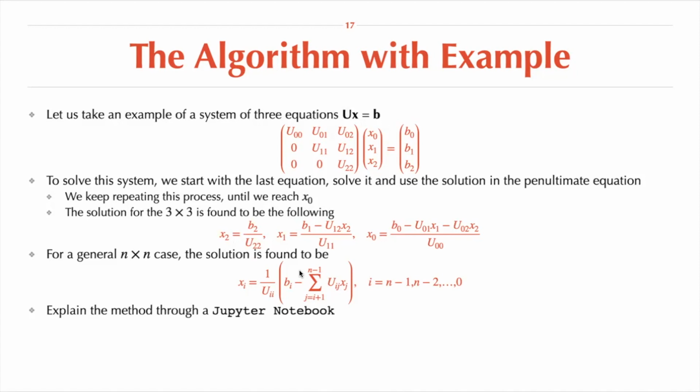For the general case, you have to perform the values given by this. First you compute the last one, and then you keep coming back, and in the end you compute x0, the first element. So this is what the index is saying: first you compute the last, then you come back, then you come back further, until you get to the first one. This is how you solve this system of equations. And this can also be very easily implemented in Python code.